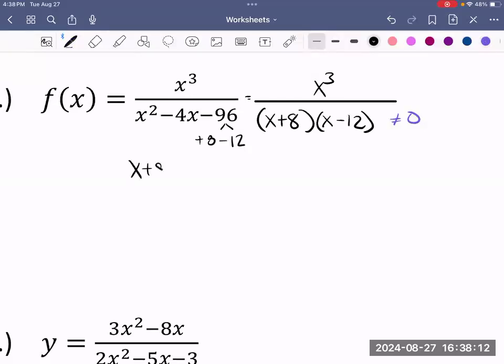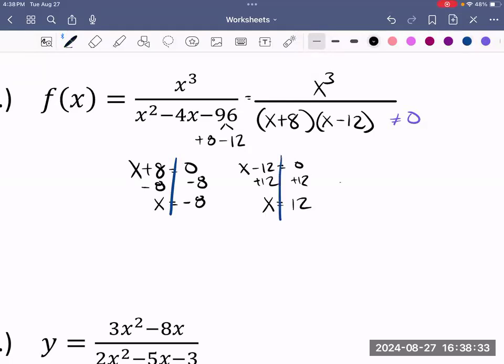So x plus 8 is equal to 0. So x is equal to negative 8. This is one number we want to avoid. Doing it again, x minus 12 is equal to 0. We want to avoid 12. So x is equal to 12. So these are now the two numbers that we want to avoid. Negative 8 and 12. And we're going to jump over these two values. So see if you can write your domain here.